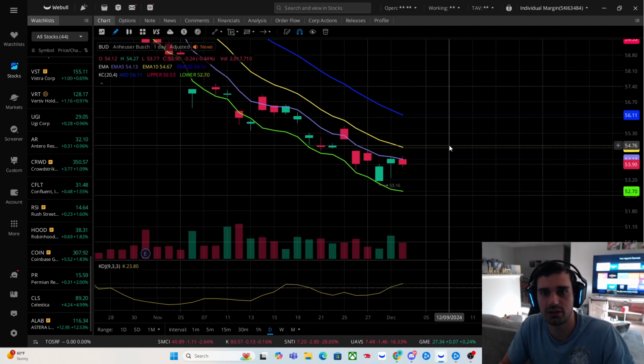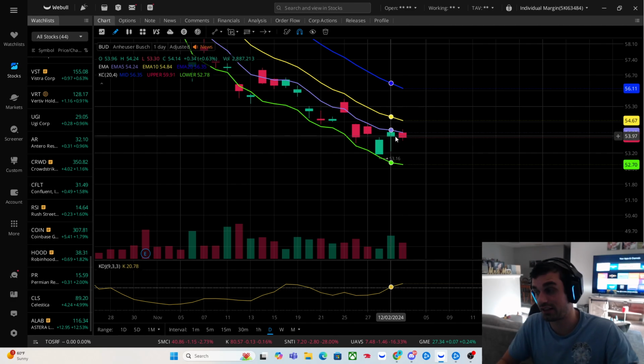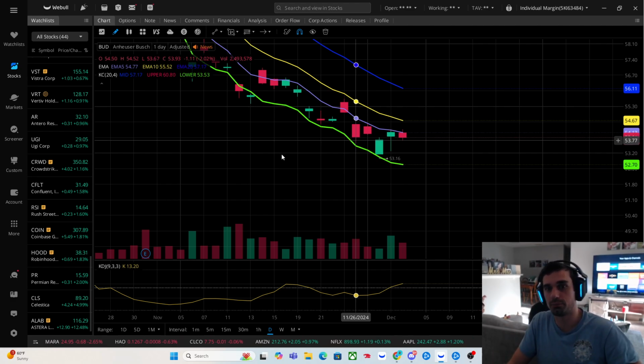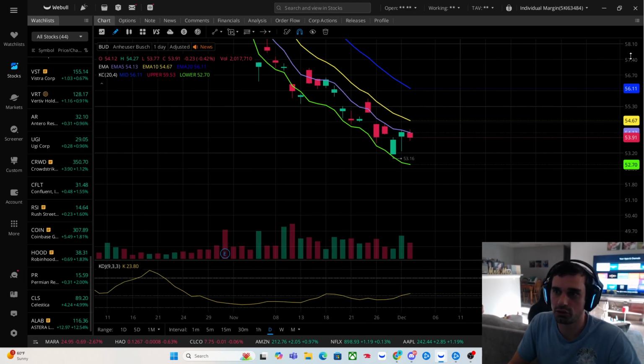So that's my analysis. EMA 10 is your next target. I would like to buy it in that supply and demand zone, which I labeled, but more importantly at this green band here.